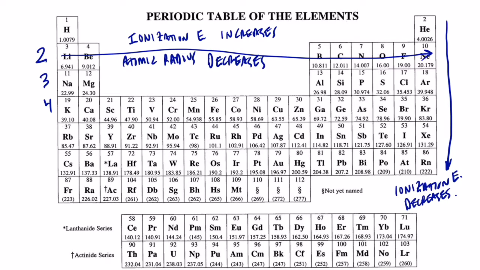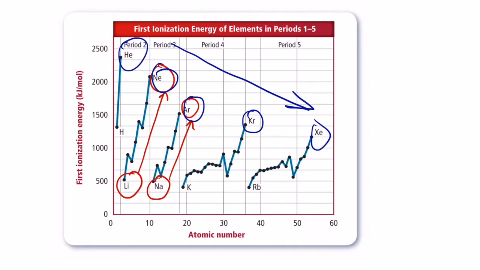Do you remember why? Yeah, when you go down a group, you gain energy levels. The electrons are farther away from the nucleus. There's more shielding. The inner electrons are pushing the outer electrons out. So the ionization energy decreases because the atomic radius increases when we go down that group. Okay, and this graph here in your notes shows that quite nicely.